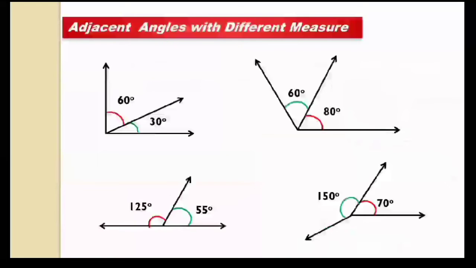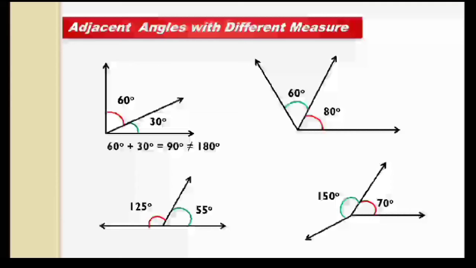Adjacent angles with different measures. Look at this diagram, student. Let's see which of these is a linear pair of angles. Look at this first diagram. As you can see here, there are two adjacent angles, 60 degrees and 30 degrees. When we add these two angles, we will get 60 degrees plus 30 degrees equals 90 degrees, which is not equal to 180 degrees. It means this is not a linear pair of angles.